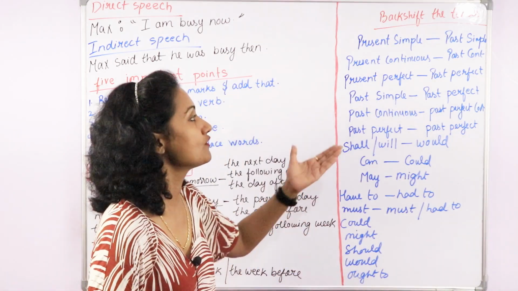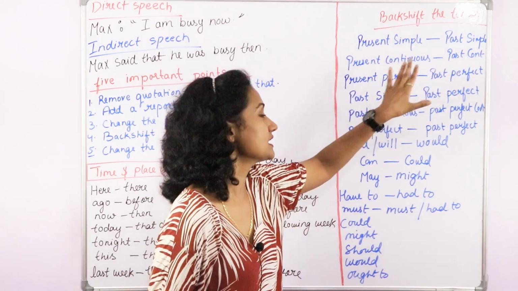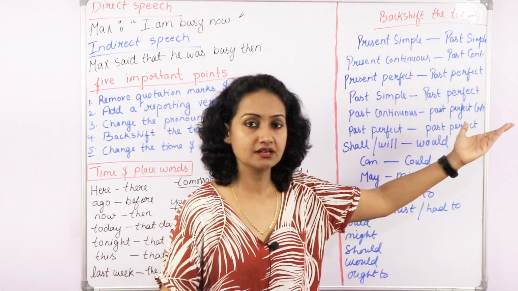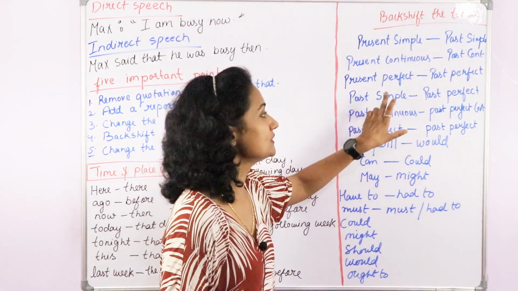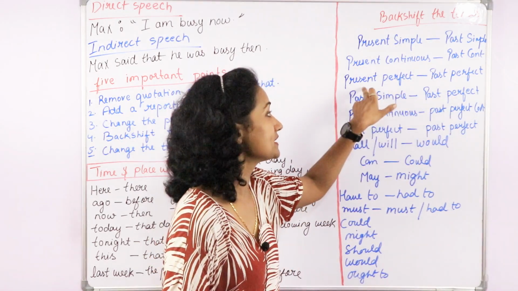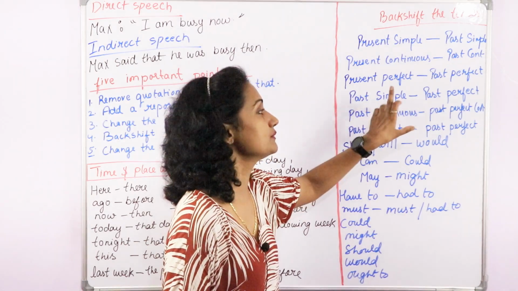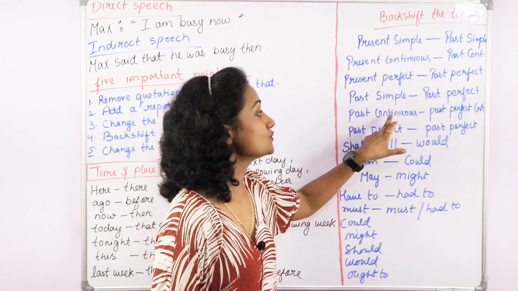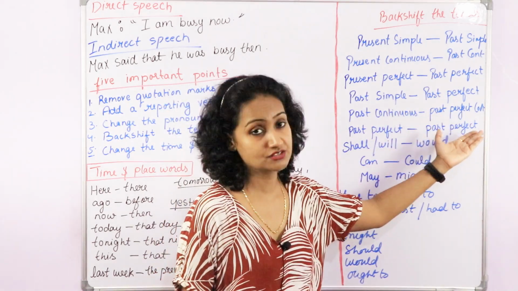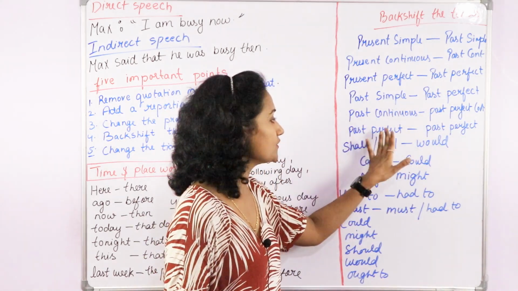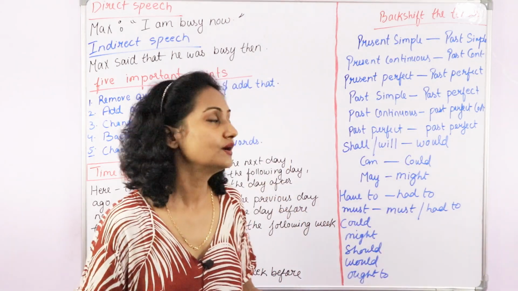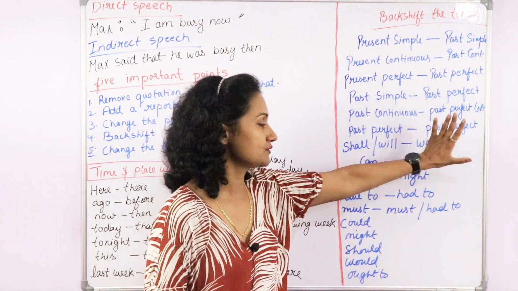Okay, so past of present continuous is past continuous. Present perfect, past of present perfect is past perfect. Past simple will change into past perfect. So present perfect and past simple, they both will change into past perfect. Past continuous will change into past perfect continuous. Past perfect will not change because there is no past of past perfect. Okay, so past perfect, past perfect.